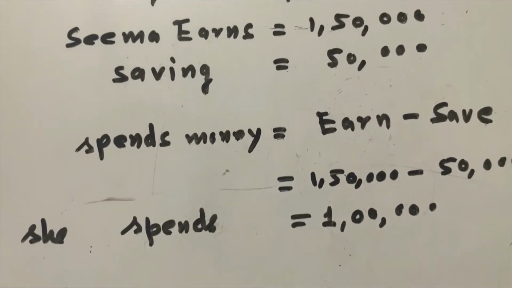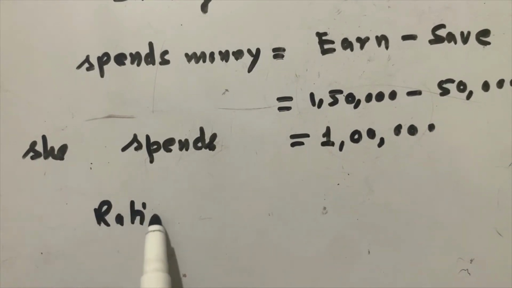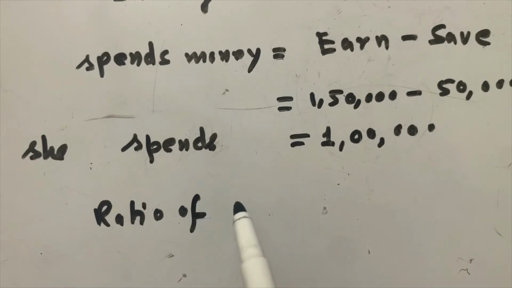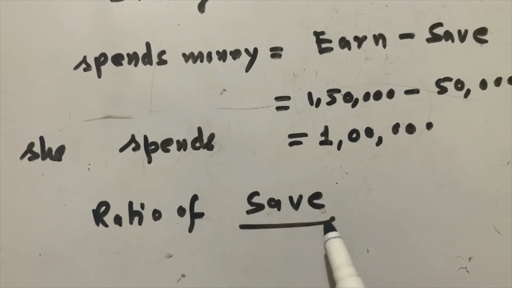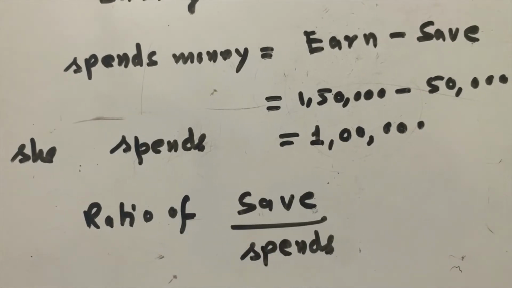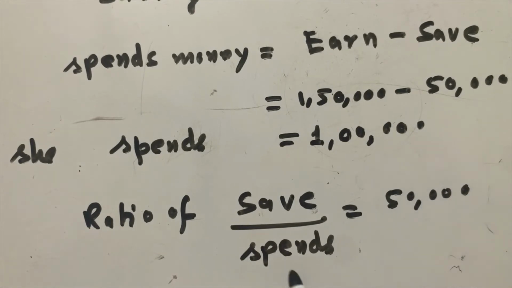Now we have to find the ratio of saves to spends. Ratio of saving to spending money. How much saving is given? 50,000. And how much is spending?